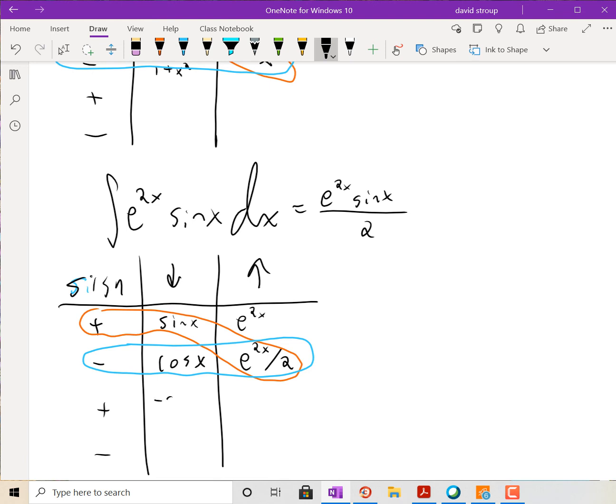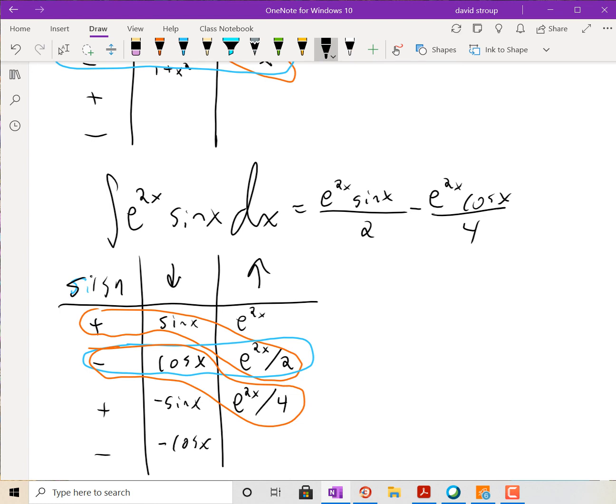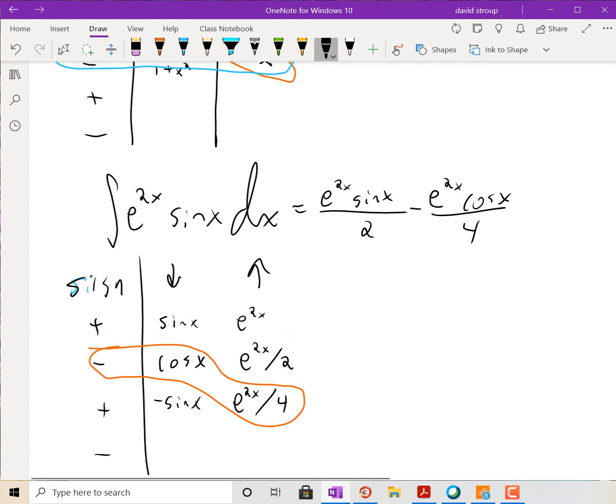So I have negative sine x, and then e to the 2x all over 4. Immediately write down the diagonal. And you get minus e to the 2x cosine x, this time all over 4. And then go down to the next row. So differentiating gives negative cosine x. Oh, whoops, I didn't ask myself if I had seen that one before, or if I could integrate it. Great. Stupid freaking pen.